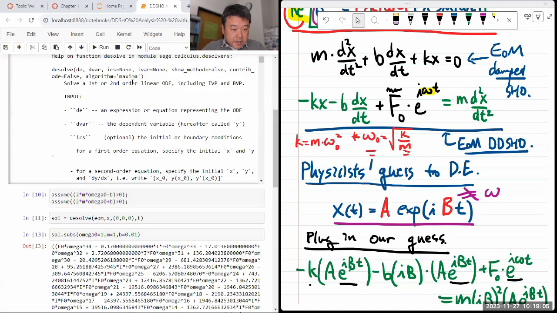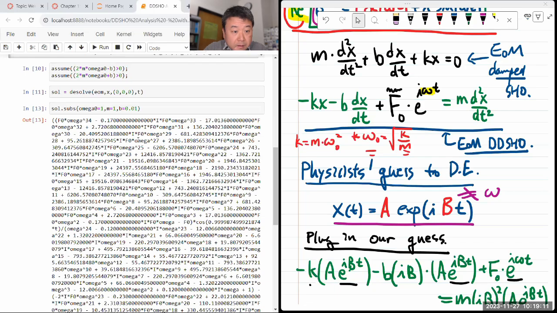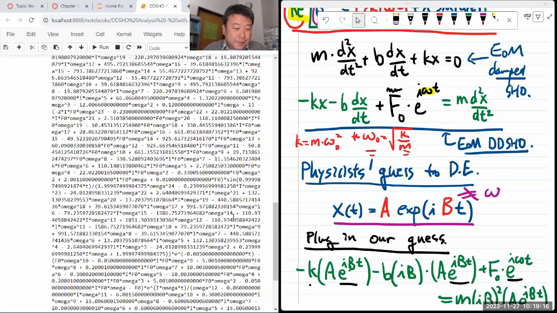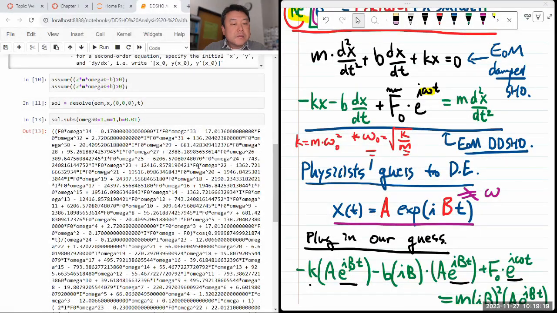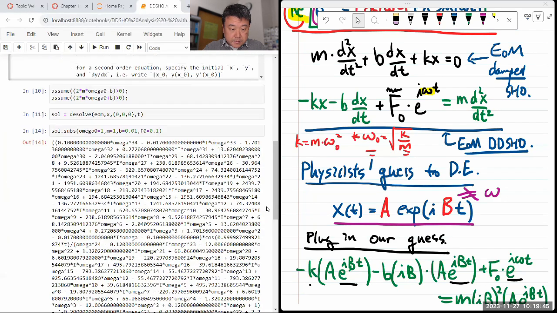There are still some symbols left. We have F naught and omega. Oh wow, omega to the 34th power. I have no idea what it's doing. All right, so let's say F naught is some small number, 0.1, because in most situations with the driven and damped simple harmonic oscillator, the driving force is usually small, and when you're on resonance, you'll build up amplitude over many cycles.